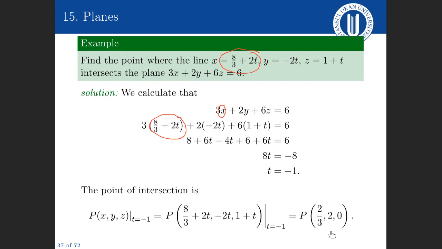And here's the calculation at the bottom of the slide. The point on this line when t is equal to minus 1 is the point (2 over 3, 2, 0).